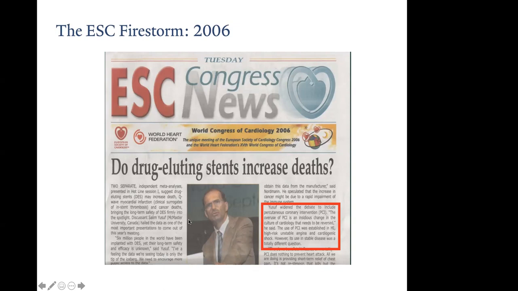This was just one snapshot of this, and if you read this, it's pretty provocative. First, it starts off talking about a possible increased risk of thrombosis with early generation drug-eluting stents. But it also says Yusuf widened the debate to include PCI: the overuse of PCI is an insidious change in the culture of cardiology that needs to be reversed. And so that's some of the criticism that we still hear. The use of PCI was established in MI, high-risk unstable angina, and cardiogenic shock. However, its use in stable disease was a totally different question.